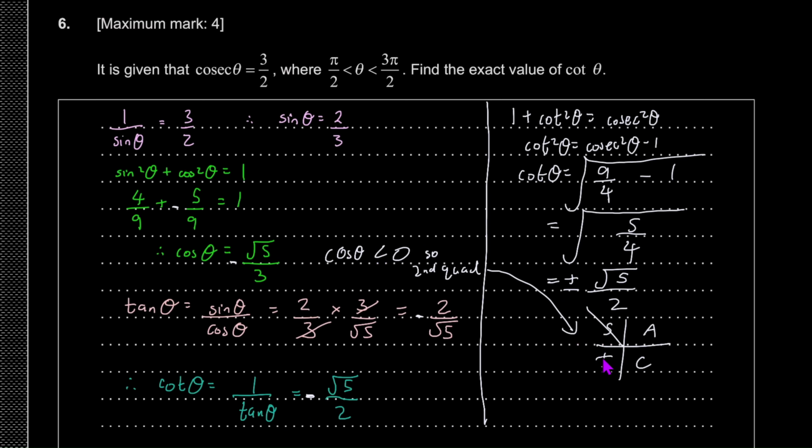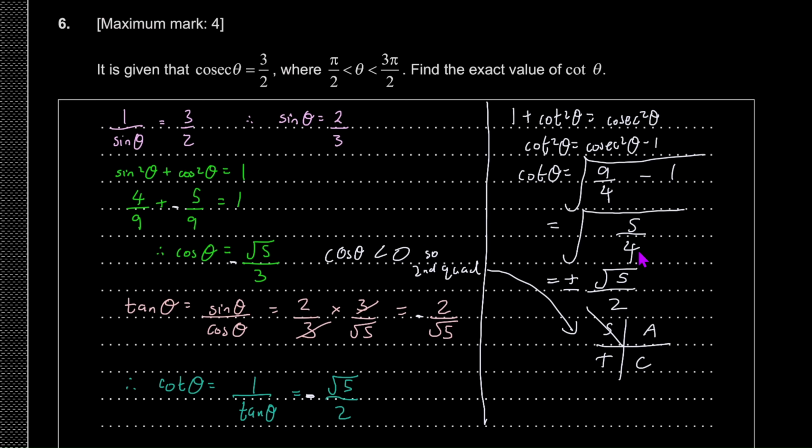And you get this identification either by doing it this way, or also by using the identity that's in the data booklet: 1 plus cot squared theta equals cosec squared theta. So cot squared theta equals cosec squared theta minus 1, and cot theta equals the root of cosec squared theta minus 1, which is 3 over 2 squared. That gives you 9 over 4 minus 1.